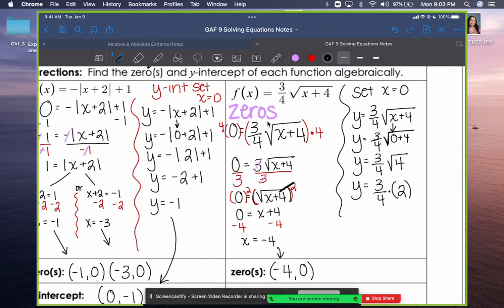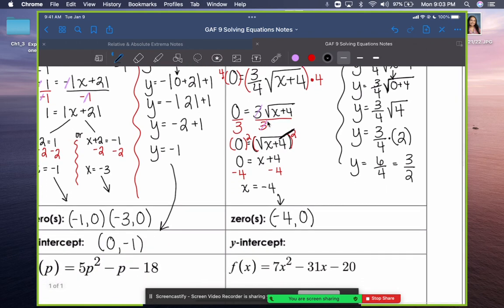And now I'm just going to multiply across. So I have 3 times 2 is 6 over 4. Simplifying that, you should get 3 halves. Okay, you can also write this as 1.5. Okay, I'm going to write it as a fraction just because I like fractions for some reason. Okay, and our y-intercept is 0, 3 over 2.